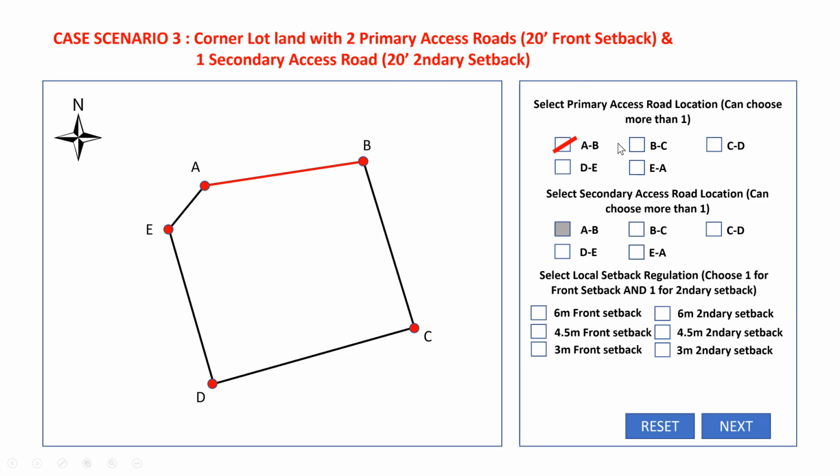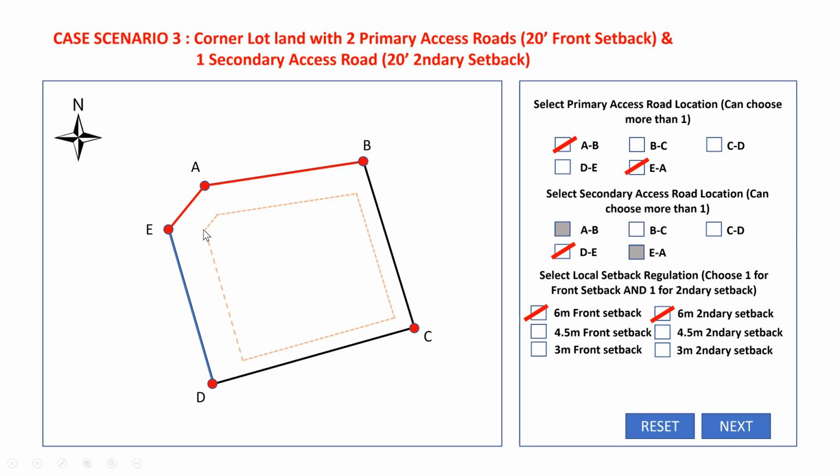So I just choose AB and EA as my primary. This one I choose DE as my secondary road, so it will be highlighted in blue. So 6 meters for front setback and 6 meters for secondary setback. Okay, and then you can see here I have 6 meter setback. The distance between the setback boundary for this line is 6 meters each.